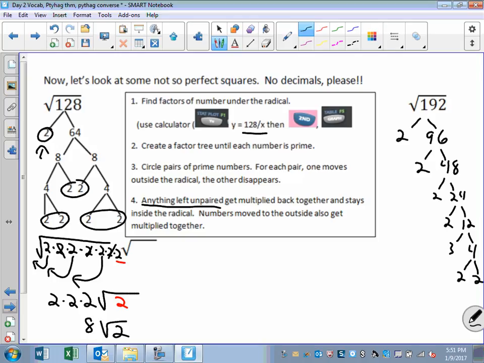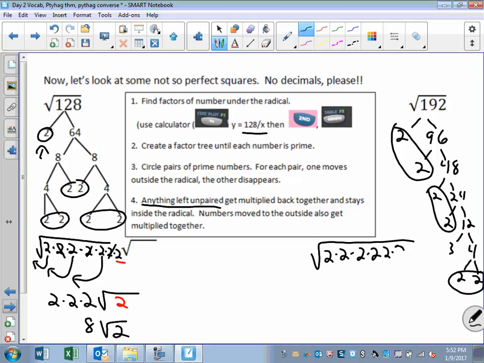So now we have to do the same thing. We got pairs of 2s. They don't have to be on the same row to be a pair. So we got one pair, we got another pair, now the 3 is unpaired, so I'm gonna leave that alone for now. And then we got another pair of 2s down here, and then the 3 is unpaired, it's prime. We got times 3.